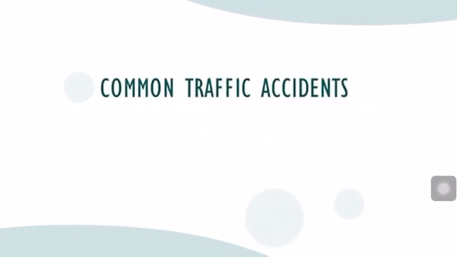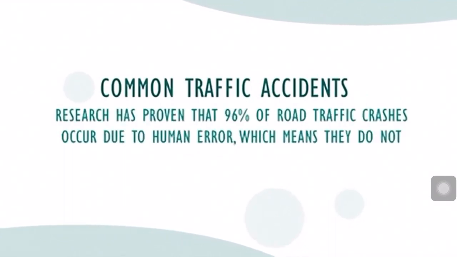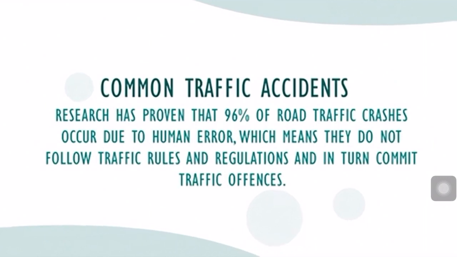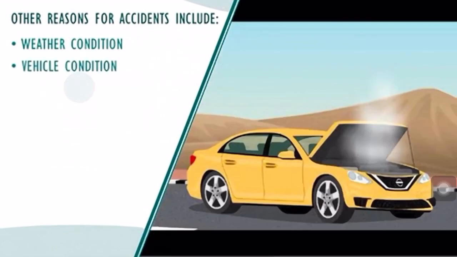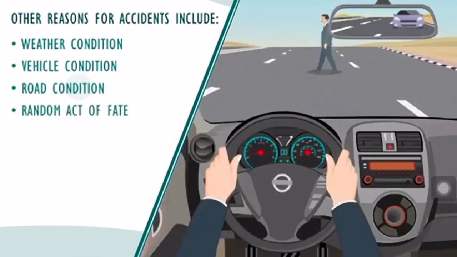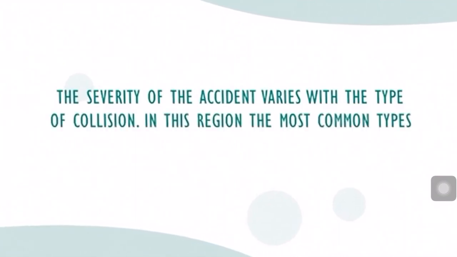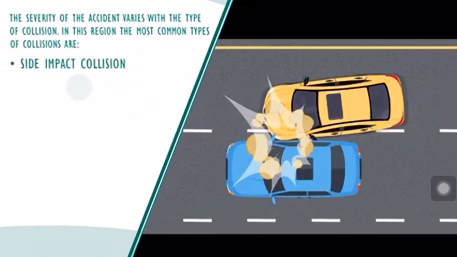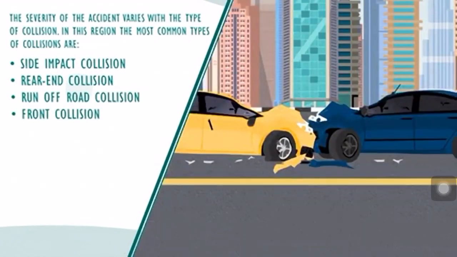Common traffic accidents. Research has proven that 96% of road traffic crashes occur due to human error, which means drivers do not follow traffic rules and regulations and in turn commit traffic offences. Other reasons for accidents include weather condition, vehicle condition, road condition, and random acts of fate. The severity of the accident varies with the type of collision. In this region, the most common types of collisions are side impact collision, rear-end collision, run-off road collision, and front collision.